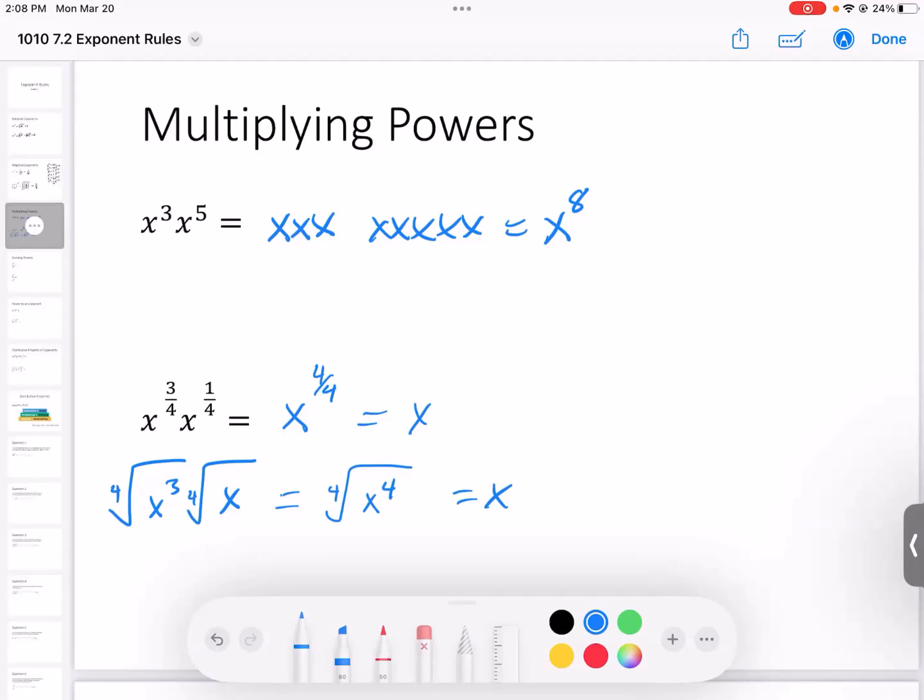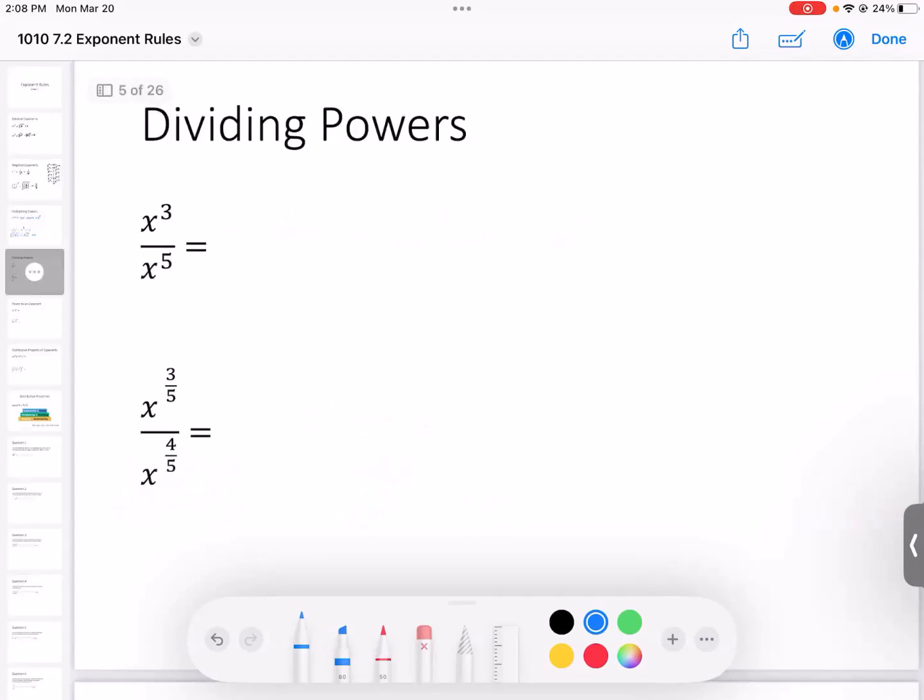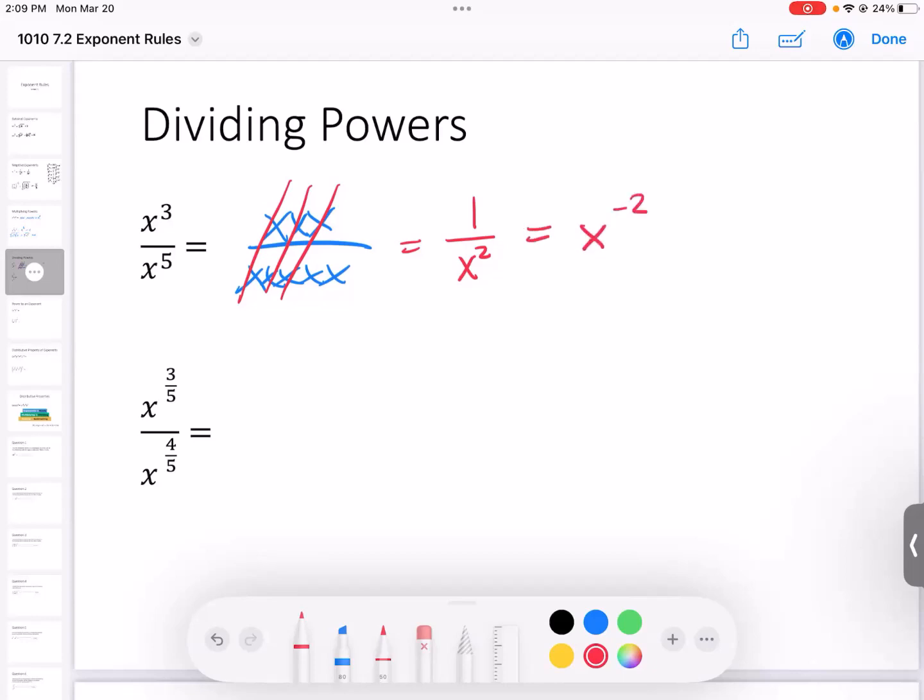Okay. The next exponent rule we're going to do is dividing powers. So if I had x to the 3rd divided by x to the 5th, this would mean that I have 3 x's divided by 5 x's multiplied together. And the 3 of the x's are going to cancel out, leaving me with 1 over x squared. Now, we know that reciprocals can be written as negative exponents. So you could also write this as x to the -2.